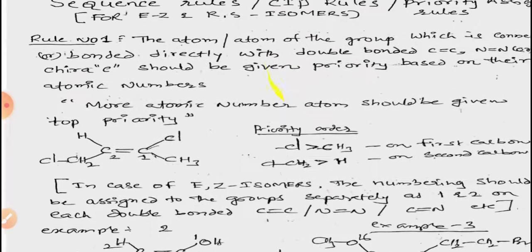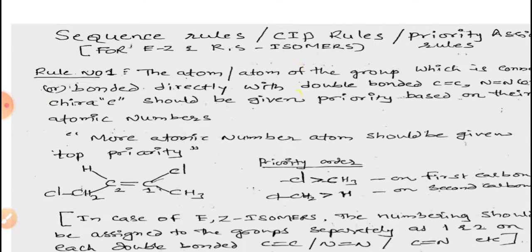The same rules are also useful for asymmetric carbon compounds in the form of R and S nomenclature, the R isomer and S isomer, that are called optically active antipodes or enantiomers. It will be discussed later. The same rules will be applied there also. Now coming to the first rule. Rule number one.